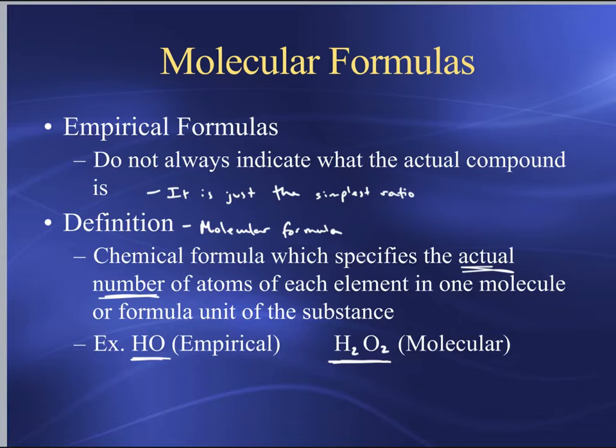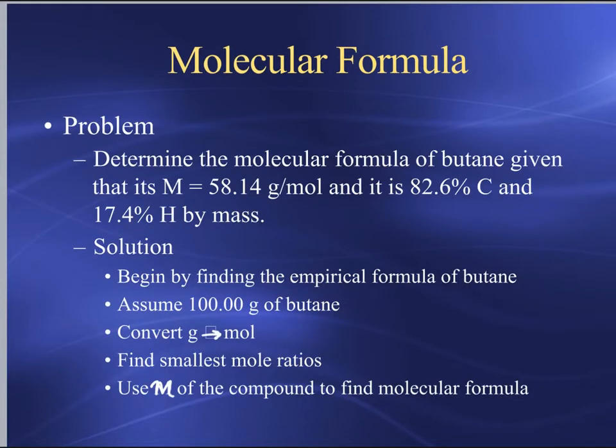It's very, very similar to solving for empirical formulas, just one step. So if you were comfortable doing those, this is just one little more thing to do. Okay, so we'll do this problem first. Determine the molecular formula of butane, given that its molar mass is 58.14 grams per mole, and it is 82.6% carbon and 17.4% hydrogen by mass.